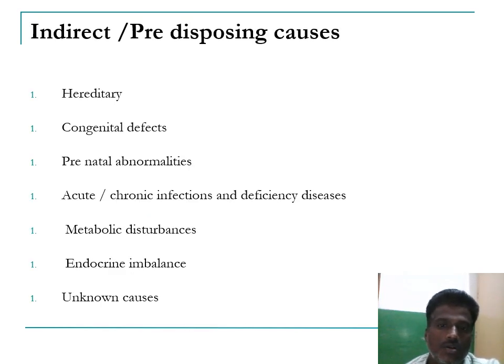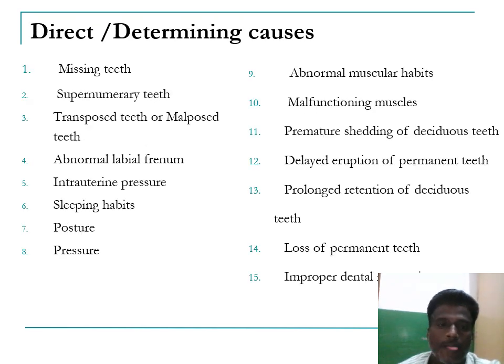The indirect causes are hereditary, congenital, prenatal abnormalities, acute and chronic infections, metabolic disturbances, endocrine imbalance, and unknown causes. Next, the direct causes: missing teeth, supernumerary teeth, transposed or malposed teeth, abnormal labial frenum and intrauterine pressure, sleeping habits and posture, pressure habits, abnormal muscular habits, malfunctioning muscles, premature shedding of deciduous teeth, delayed eruption of permanent teeth, prolonged retention of deciduous teeth, loss of permanent teeth, and improper dental restoration, that means poor quality restoration.